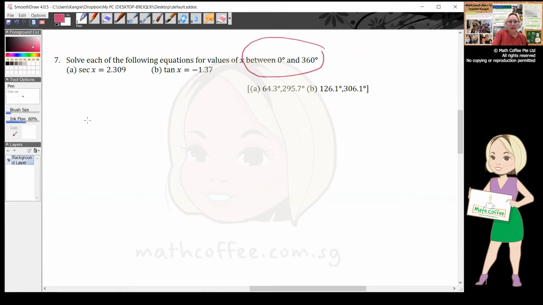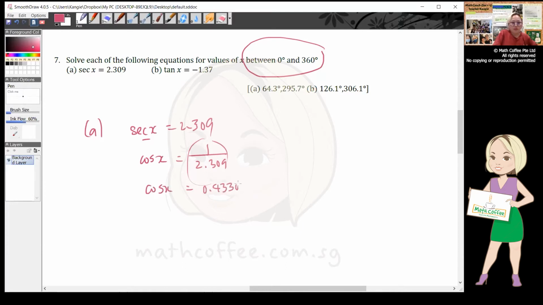So part A, you write secant x is equal to 2.309, and then the third letter is C. So this is cosine x is equal to 1 over 2.309. Of course, this one you can press the calculator for the decimal: 1 divided by 2.309. So my cosine x is equal to 0.43308.